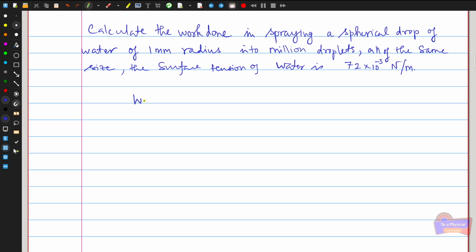So this work done is equal to the surface tension multiplied by the increase in surface area.